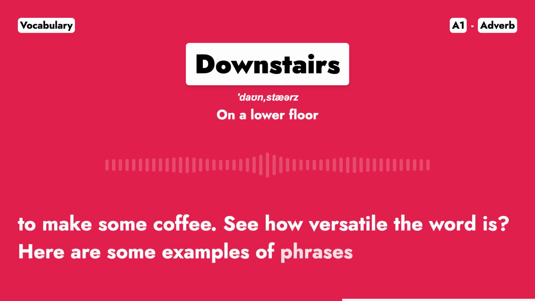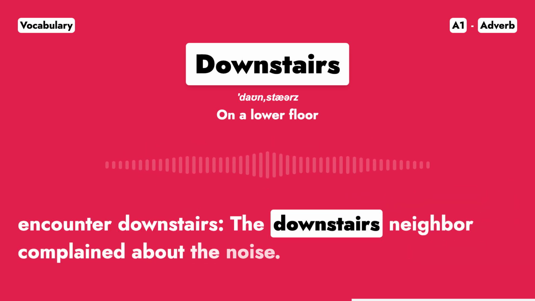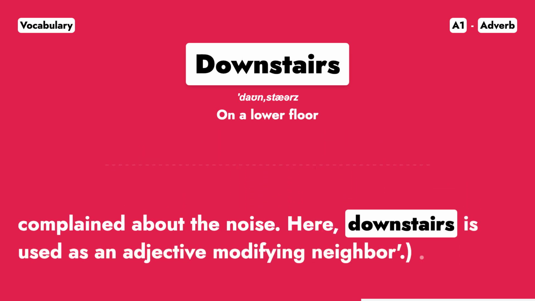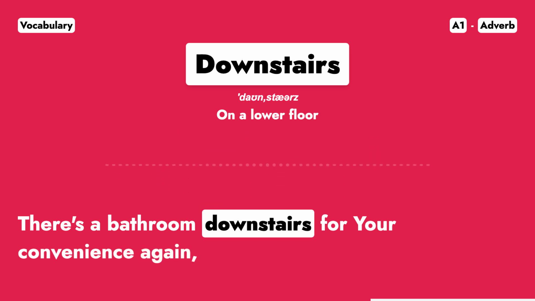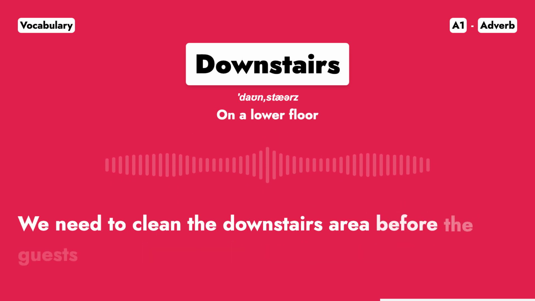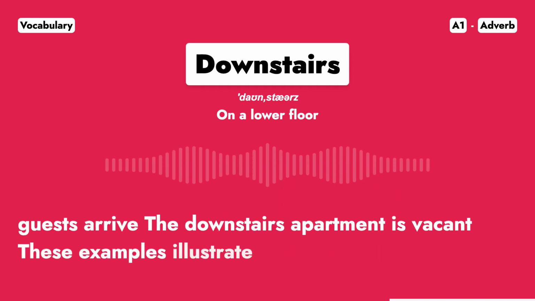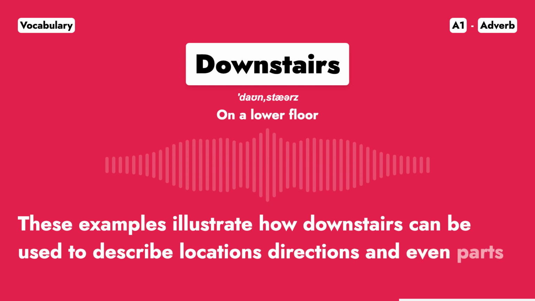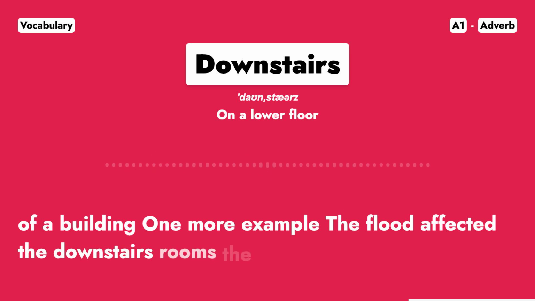Here are some examples of phrases where you might encounter downstairs. The downstairs neighbor complained about the noise. Here, downstairs is used as an adjective modifying neighbor. Or, there's a bathroom downstairs for your convenience. Again, downstairs modifies bathroom. We need to clean the downstairs area before the guests arrive. The downstairs apartment is vacant. These examples illustrate how downstairs can be used to describe locations, directions, and even parts of a building. One more example, the flood affected the downstairs rooms the most.